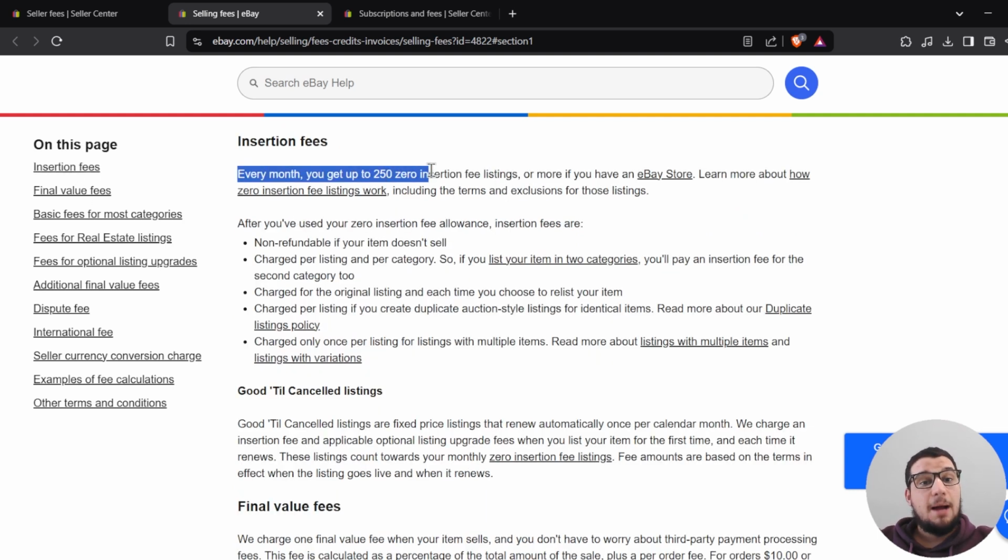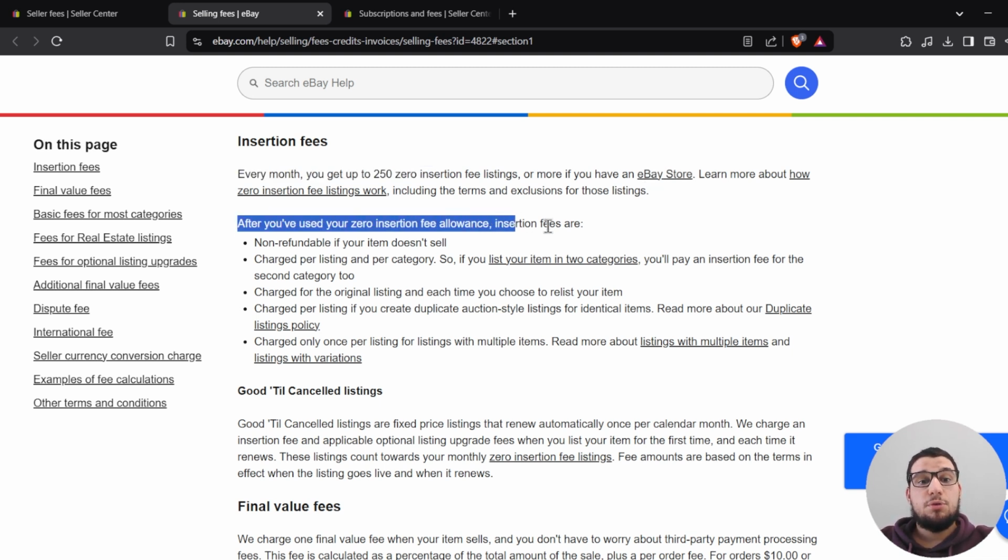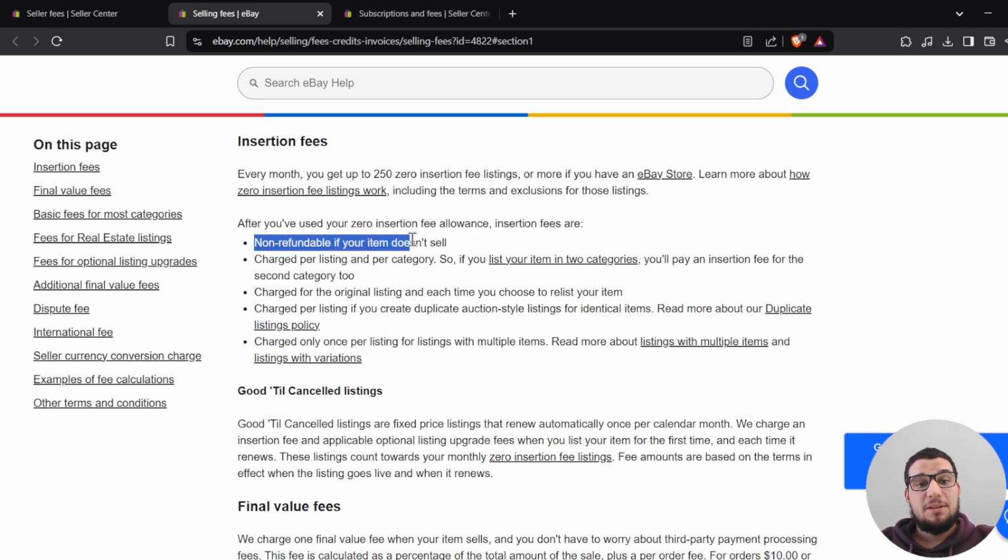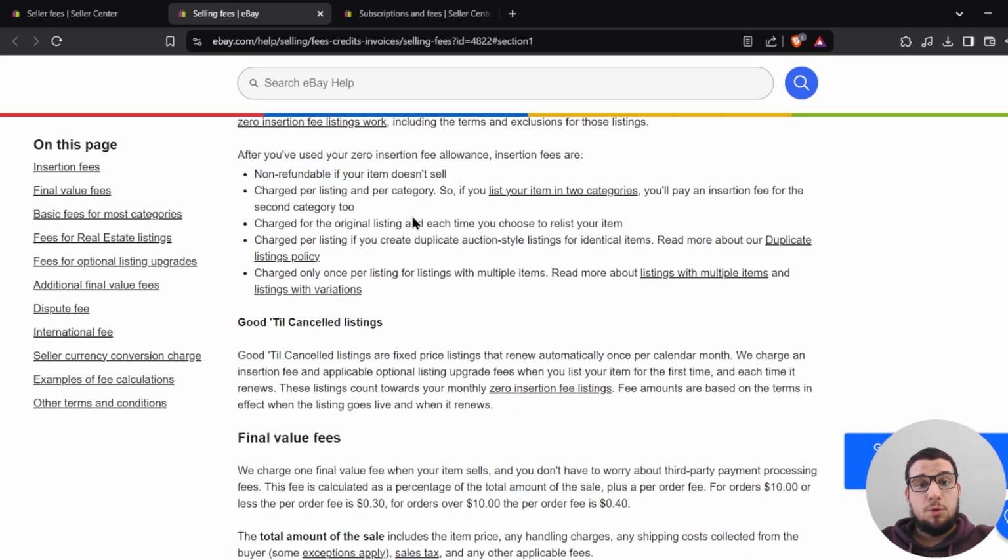Every month you get up to 250 zero insertion fee listings. So you can list up to 250 items without paying anything, or more if you have an eBay store, which I'll talk about more for people that are thinking of scaling this. So after you've used your zero insertion fee allowance, insertion fees are non-refundable if your item doesn't sell. So basically you are paying a fee to list the item on eBay after surpassing the 250 item limit.